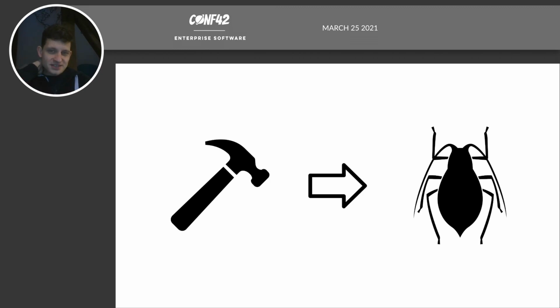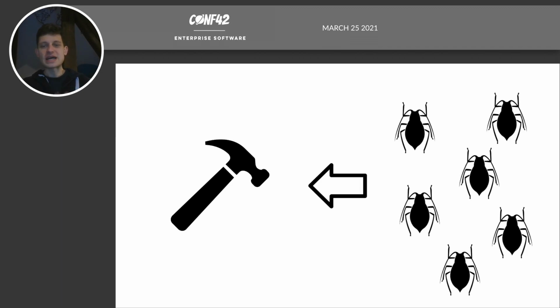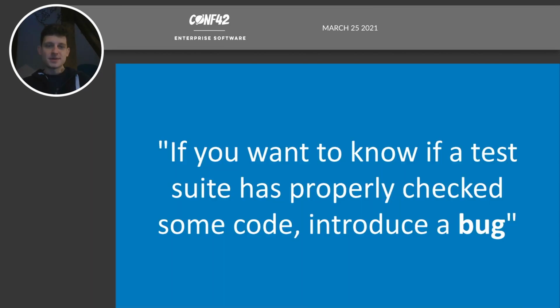So we could reverse the strategy and introduce artificial bugs and check if our test detects these artificial bugs. And that's what Richard Lipton suggested in his paper. He mentioned that if you want to know if a test suite has properly checked some code, introduce a bug. How to do it in practice?